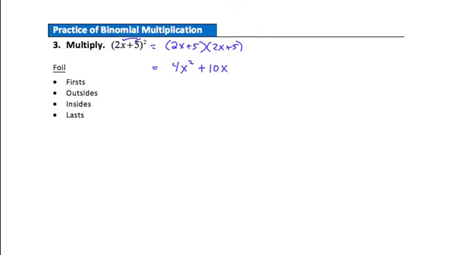Insides, positive 5 times positive 2x is again going to give me a plus 10x. And then finally, a positive 5 times a positive 5 is going to give me a positive 25. Our like terms are right together in the center there, so we have 4x squared plus 20x plus 25.